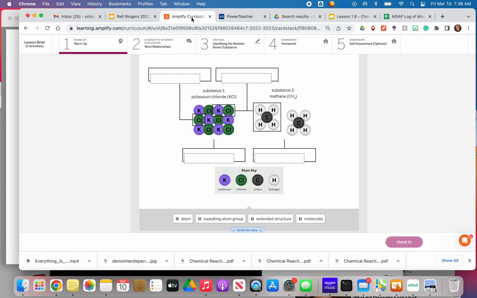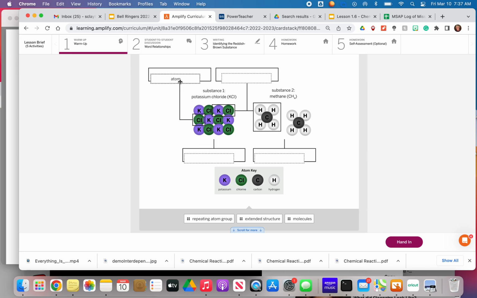And so this is what that looks like. You're going to take these labels and put them where you think they go. Okay? So let me explain what you're looking at. This right here is the very first box. That's just highlighting chlorine. Just the one chlorine. So is that a repeating atom group? Is that an extended structure? Is that a molecule, or is that an atom? And the answer is, it is an atom. Okay, so just one of those.